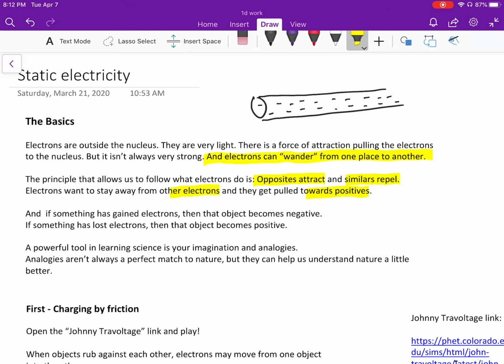And kind of like we talked about in the chemistry unit, when something gains electrons, since electrons are negative, gaining electrons will make the overall object become negative. Or if something loses electrons, since you've lost something that's negative, that means that the object has become positive.